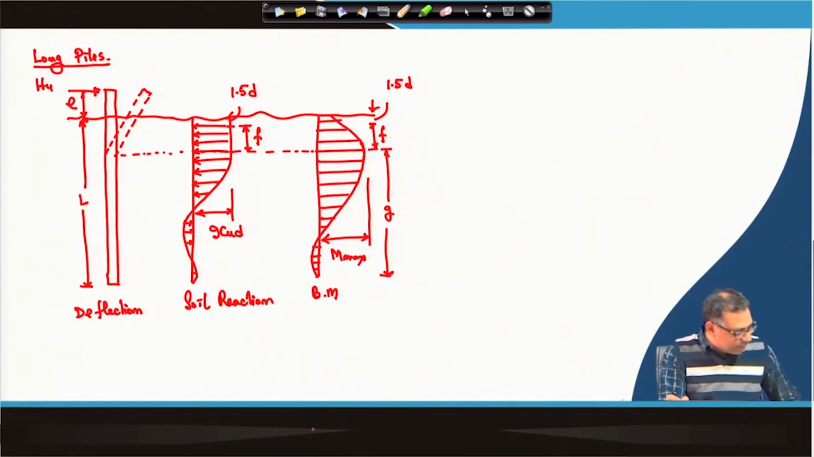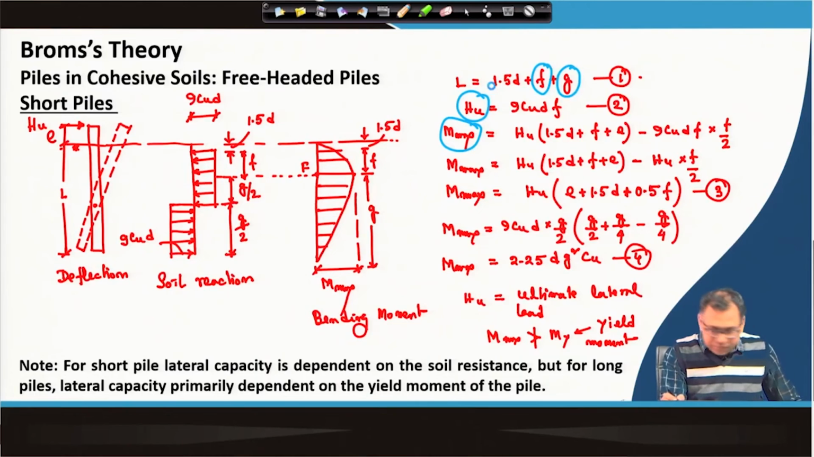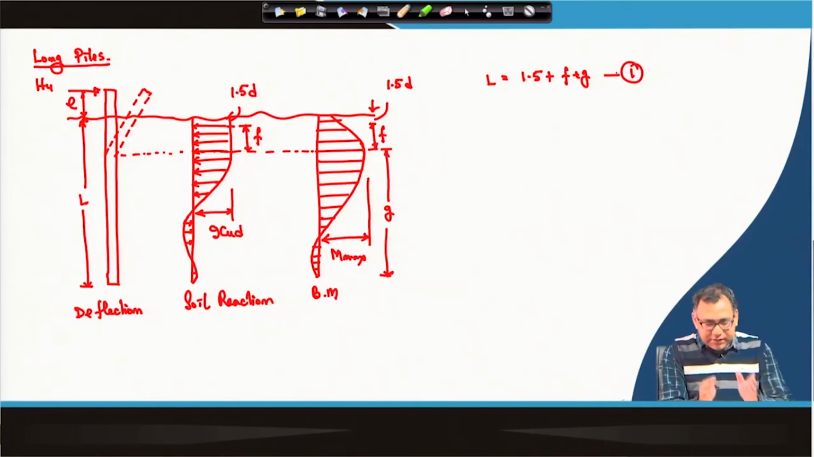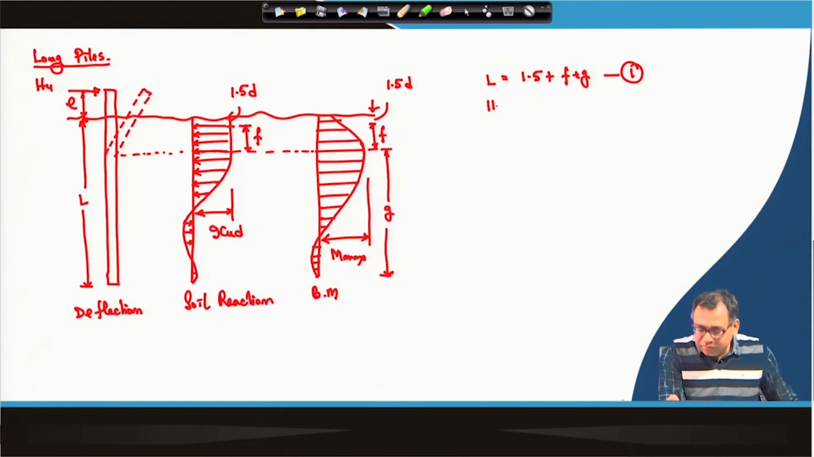So what equations are valid here? This equation 1: for the long pile, L is equal to 1.5 D plus F plus G. I am writing again 1, 2, 3, 4. So 1 is valid. Again, as I mentioned, this top portion reaction is equal to HU, and the bottom portion, the positive and negative side, we are assuming they are balancing each other. So equation 2 is also valid. From equation 2 we can write that HU will be equal to 9 CU D F. So this is also valid.